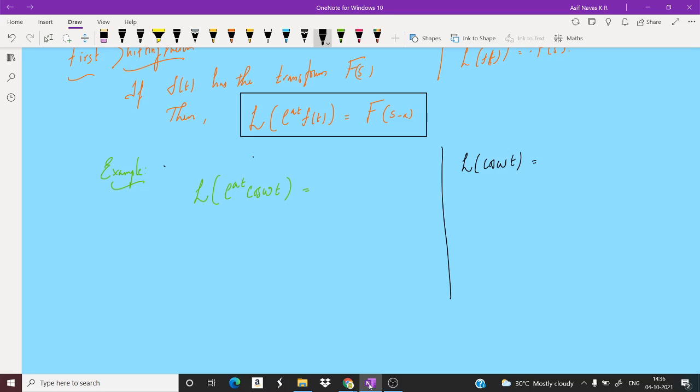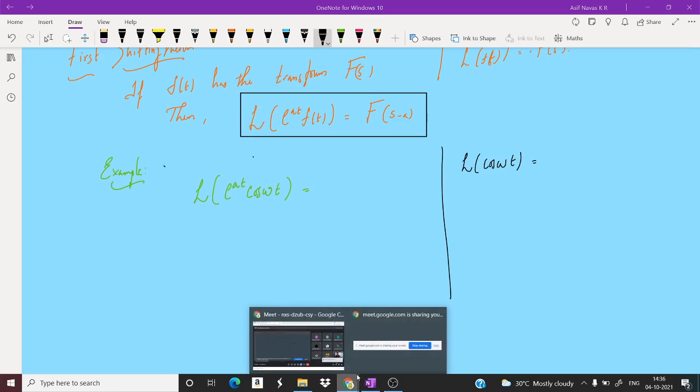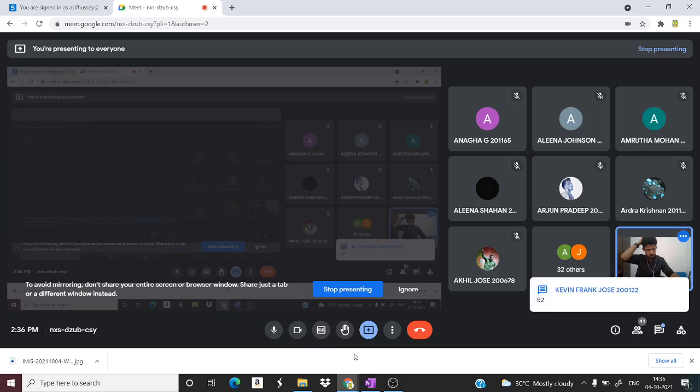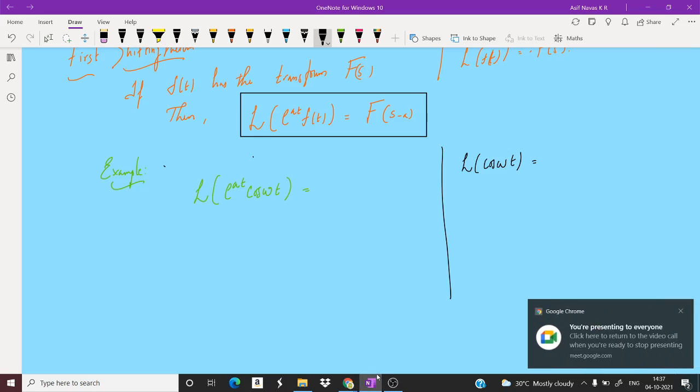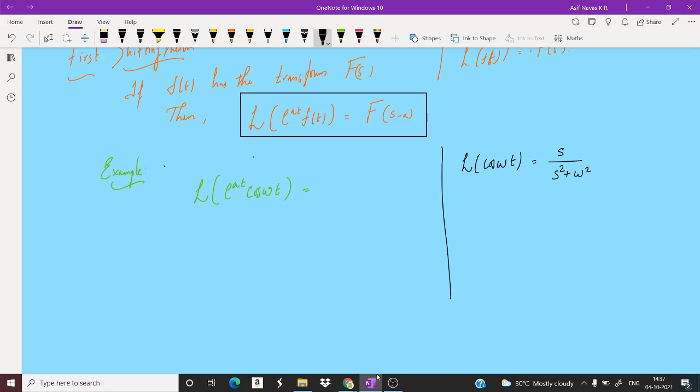So I have shared a photo in your WhatsApp group. Please, this Laplace transform of cos omega t. Anybody tell me? It's s divided by s square plus omega square, right? s divided by s square plus omega square.